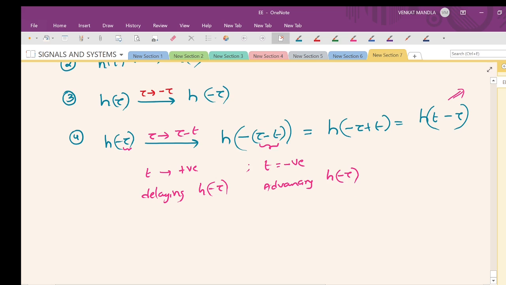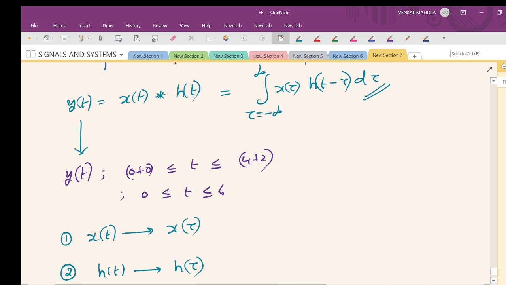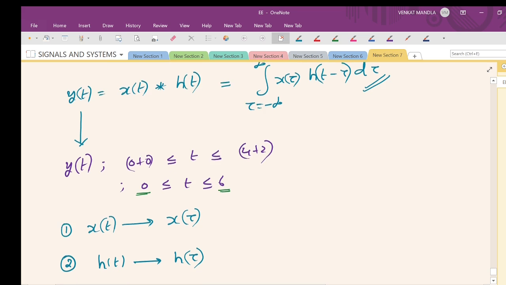And how do we select this t? The extreme limits of t we already know. This t must be greater than 0 and less than 6. If t is less than 0, then we will get 0 output. If t is greater than 6, then we will also get 0 output. I will show these things also.